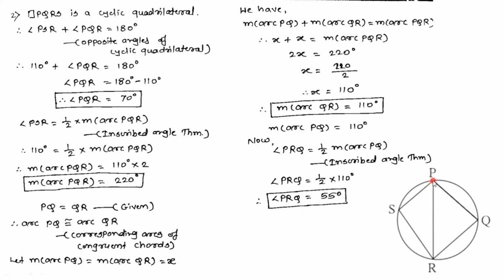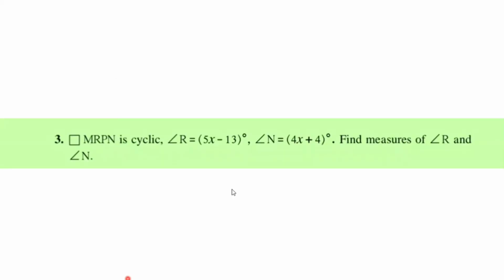As we can see here, arc PQ is intercepted by angle PRQ. So by the inscribed angle theorem, the measure of this angle PRQ must be half of the measure of arc PQ. So angle PRQ is equal to 1 half into the measure of arc PQ, which is 110. We will replace here. So 1 half of 110 is equal to 55 degrees. So the measure of angle PRQ is 55 degrees. Let us have the next question.